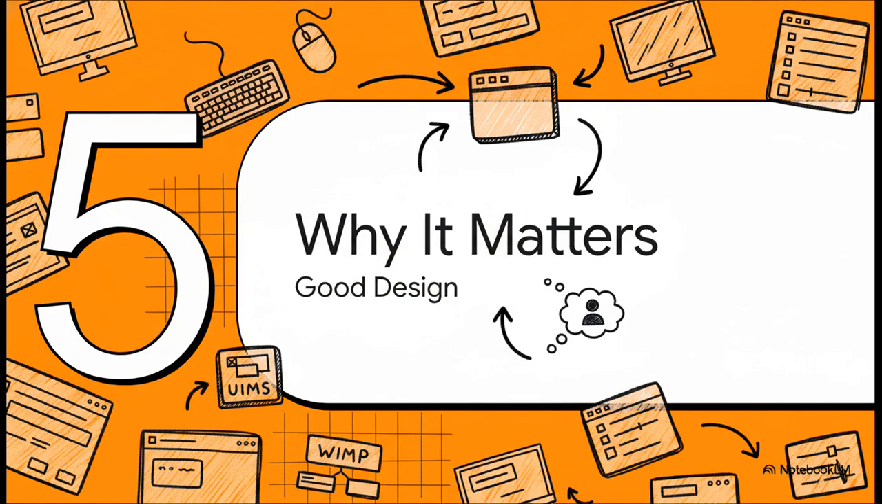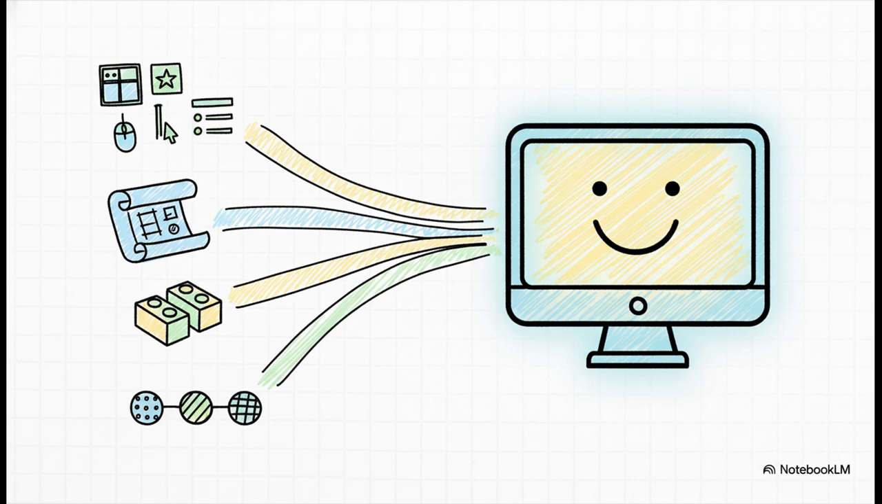All right, I know we've thrown a lot of acronyms and models at you: WIMP, MVC, UIMS. But why does any of this technical stuff actually matter to us, the people just trying to get things done? Let's bring it all home. Here's the bottom line. All of these invisible systems we've talked about, they are the architects of your entire digital experience. When they work together in harmony, you get an interface that just feels right. It's intuitive, it's fast, it's stable, you don't even notice it's there. But when they don't, well, that's when you get software that's clunky, confusing, and just plain frustrating to use.